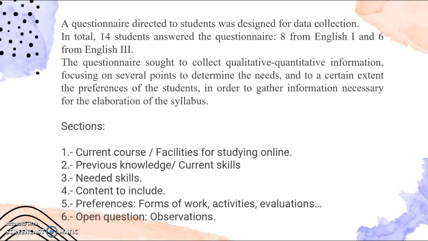The sections of the instrument were these: 1. Current course and facilities that students have for studying online. Then previous knowledge and current skills. Then needed skills, content that is necessary to include, preferences, that is form of work, activities and evaluation, and finally we had an open question for final observations.